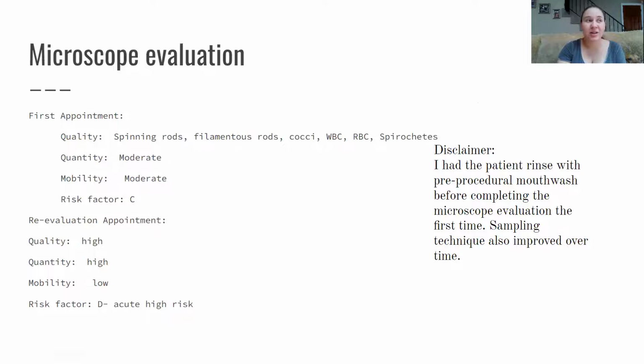I wish I had another chance to do their initial microscope evaluation, because I had the patient rinse with pre-procedural mouthwash literally right before I took the sample. And I also think that my sampling technique was improved at the reevaluation appointment. That said, they were a risk factor of C at the first appointment and D at the reevaluation appointment. Based off of what we saw, I imagine it was probably higher at the first appointment though.